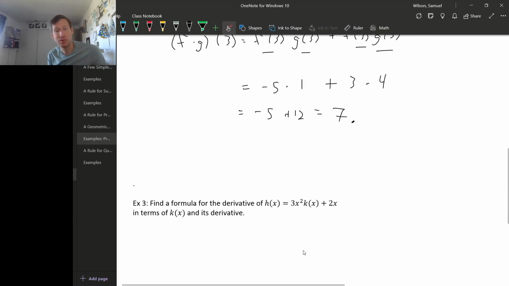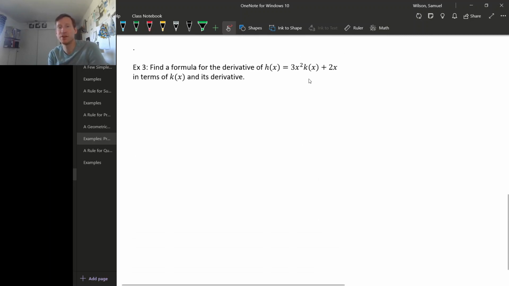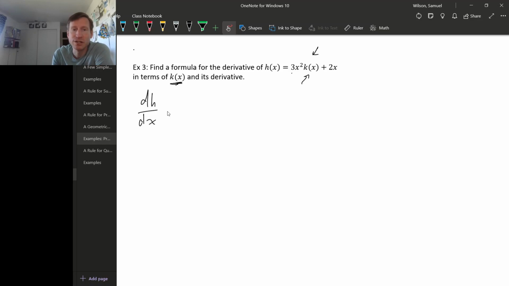All right, final example. Let's find a formula for the derivative of this function, h of x equals 3 times x squared times k of x plus 2x, where k of x is an unknown function. So when we find a derivative for this, it's going to have k of x and possibly k prime of x in the final result, right? Because since this is an unknown function, we won't be able to actually put a formula in here for k of x. But we can still take the derivative of h.